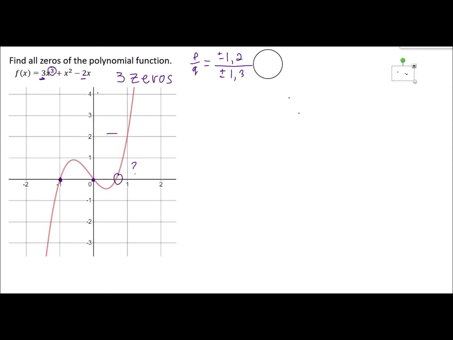Wait a minute. That right there is not the constant. 0 is the constant. I already know that 0 is a zero. So we're going to have to use synthetic division for this one because it's a little weird. Okay. Basically what we're solving is this equation.